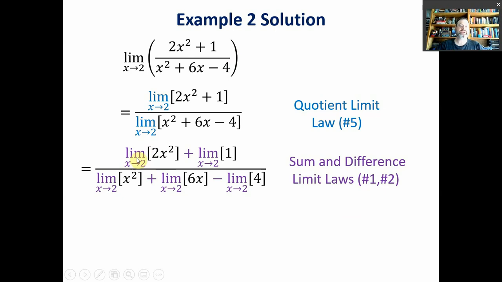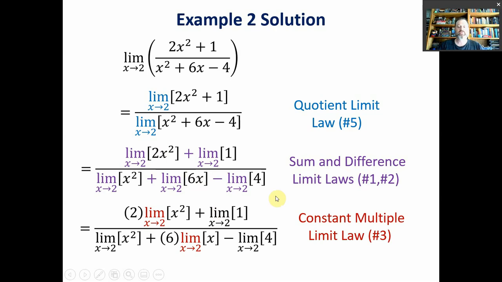Okay, next up, we want to bring this limit inside the 2 here, and we want to bring this limit inside the 6. That's called the constant multiple limit law. So basically what we're doing is we're pulling the constants out. But now look, something else has happened. Now we have these x squareds. We don't have a limit law for x squareds.